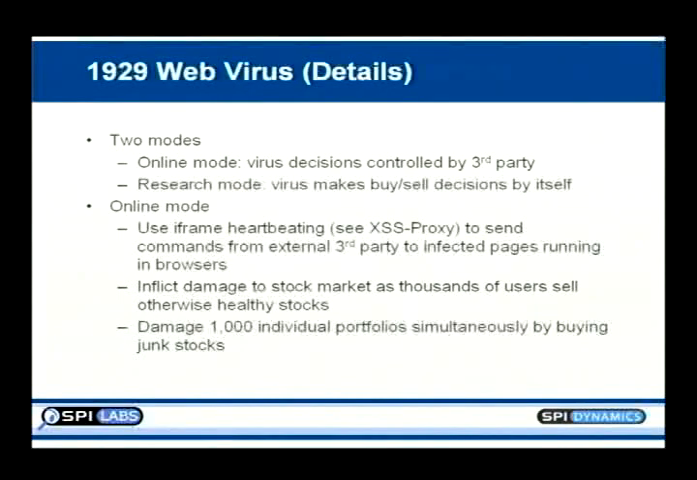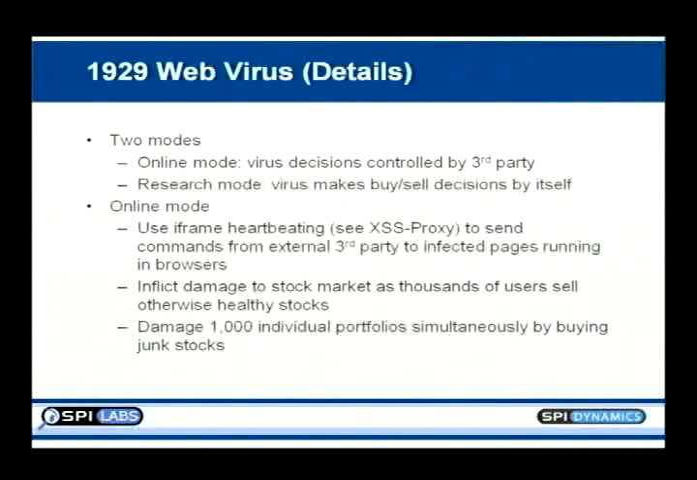So, two modes. The virus is going to have two modes. It's going to have online mode, where it actually contacts a third party, and the third party can just massively tell all these bots that report into it: sell Ford now, or buy Ford now, or do whatever. It also has research mode. Let's say the virus, for whatever reason, can't contact a master to tell it what to do. This was a fun computer science project. How can something decide what really good and bad stock trading decisions to make? So it goes into research mode.